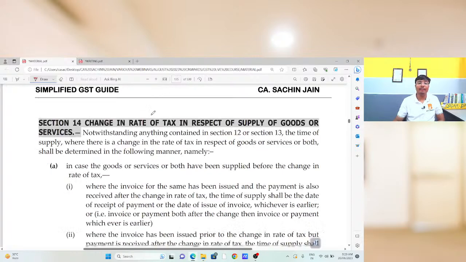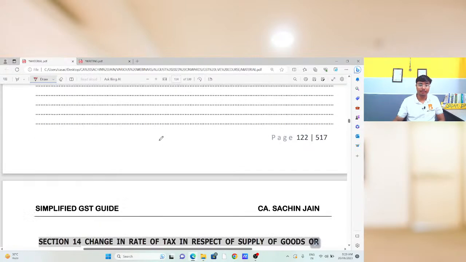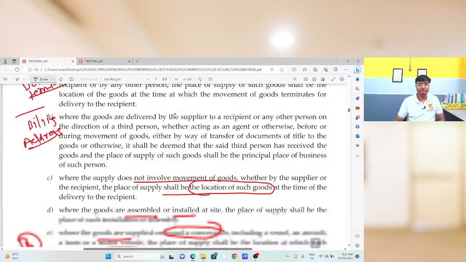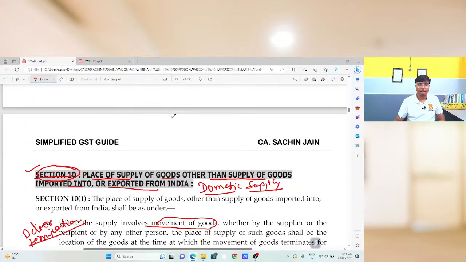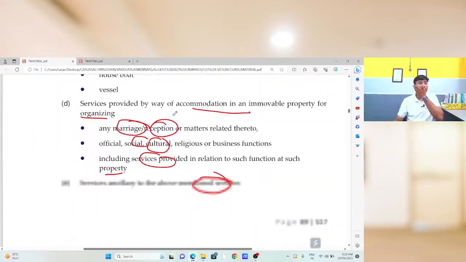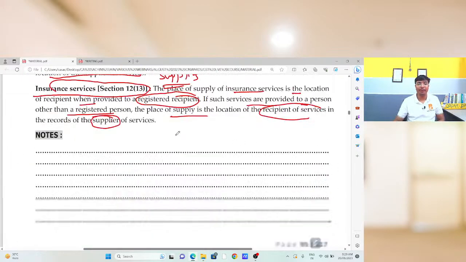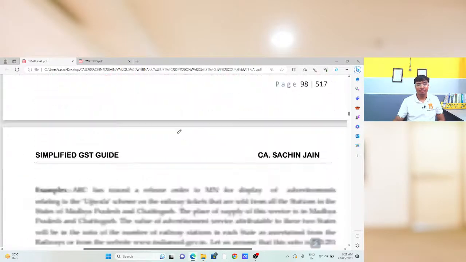And this is also very important. I need to discuss certain other points also regarding place of supply. So we are going to discuss that.